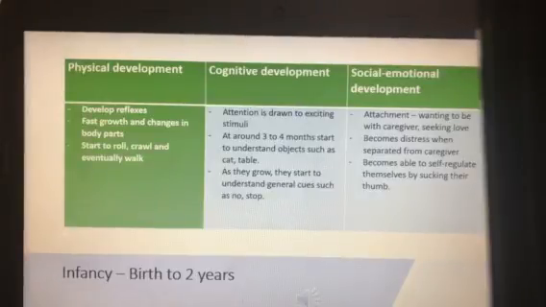At this stage, attachment is formed with the caregiver as the child craves a loving interaction. As you can see, here's where we start to talk about 3 domains: physical development, cognitive development, and social-emotional development, and what is expected at each developmental stage within these domains.